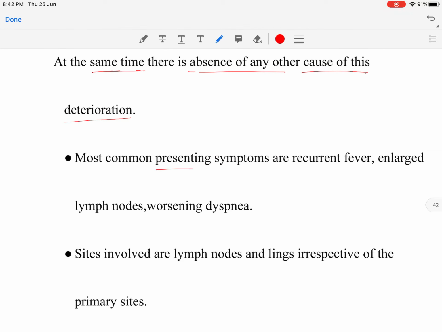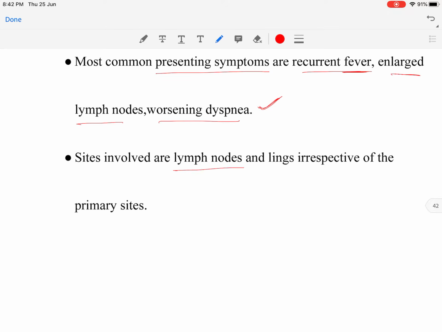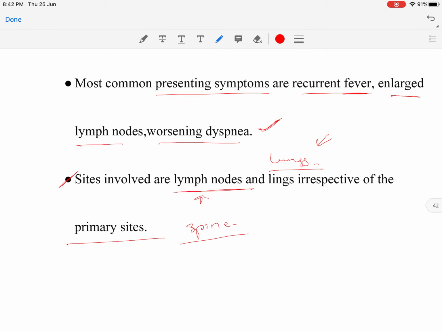The most common symptoms the patient will present with are recurrent fever, enlarged lymph nodes, and worsening dyspnea. The patient may present with these symptoms in case of a paradoxical reaction. The most commonly involved sites are the lymph nodes and lungs, irrespective of the primary site. The primary site here is the spine, but in case of a new lesion, the patient will come with a lesion in the lymph nodes and in the lungs. That is the reason the patient comes with worsening dyspnea and enlarged lymph nodes.